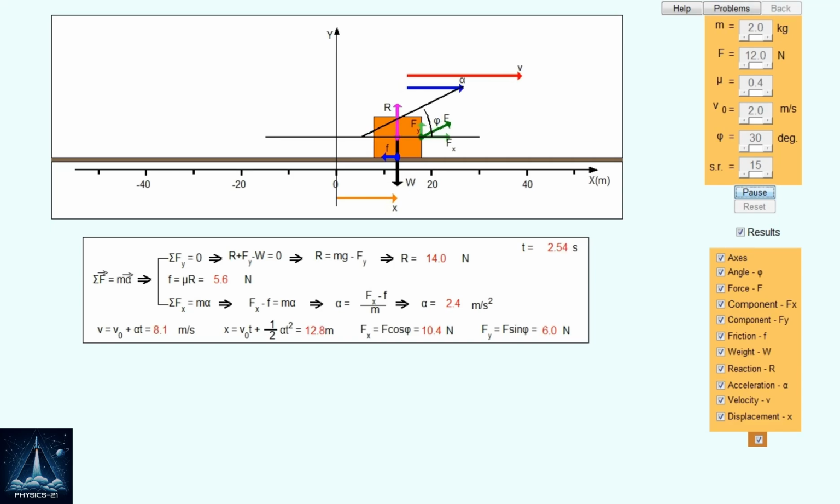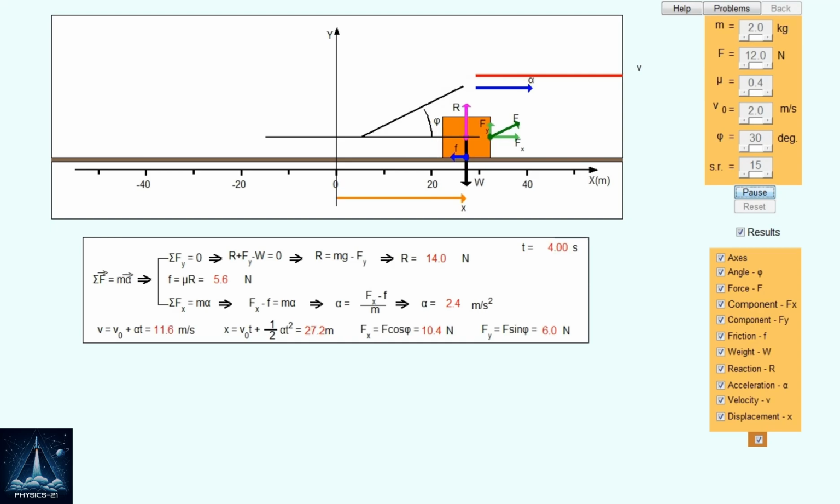the plane. In the results table, applications of Newton's first law on the y-axis and the calculation of reaction R, calculation of friction F, application of Newton's second law on the x-axis and the calculation of acceleration A, equation of the body's velocity and its corresponding value, equation of displacement and its corresponding value.